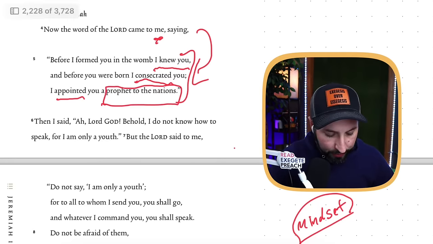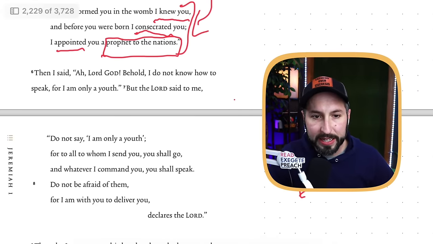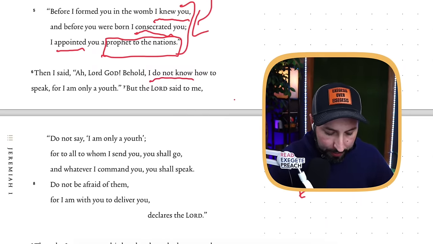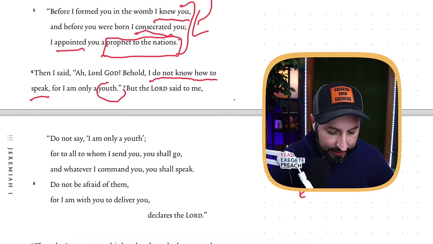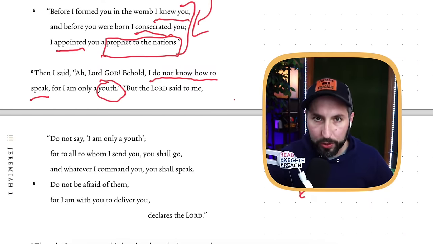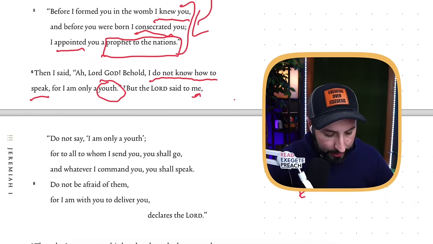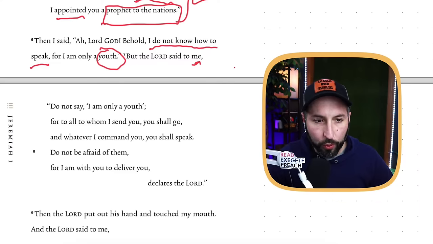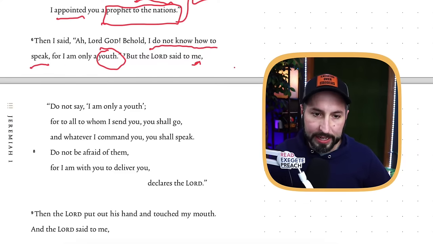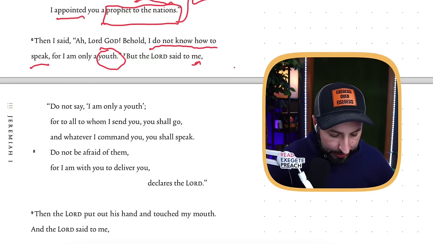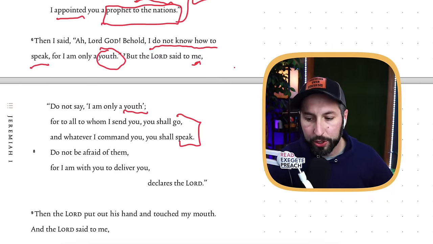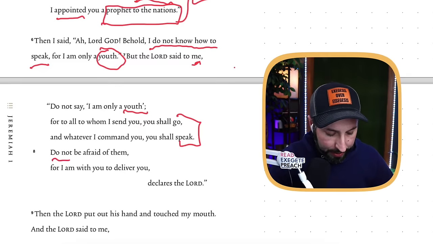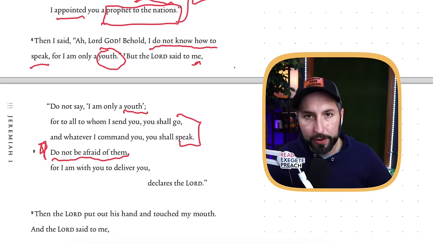Now, Jeremiah in verse 6 is clearly concerned about this because he says, I don't know how to speak. You want me to be a prophet, and I don't know how to speak. And he attributes this to the fact that he's very young, right? But the Lord said to Jeremiah, do not say, I am only a youth, for to all to whom I send you, you shall go, and whoever I command you, you shall speak, right? So here's the thing. Don't be afraid about being young, because I'm going to send you, you're going to go. Where I command you, you're going to speak, right? He said, do not be afraid of them. So he already knows there's some fear built in Jeremiah.